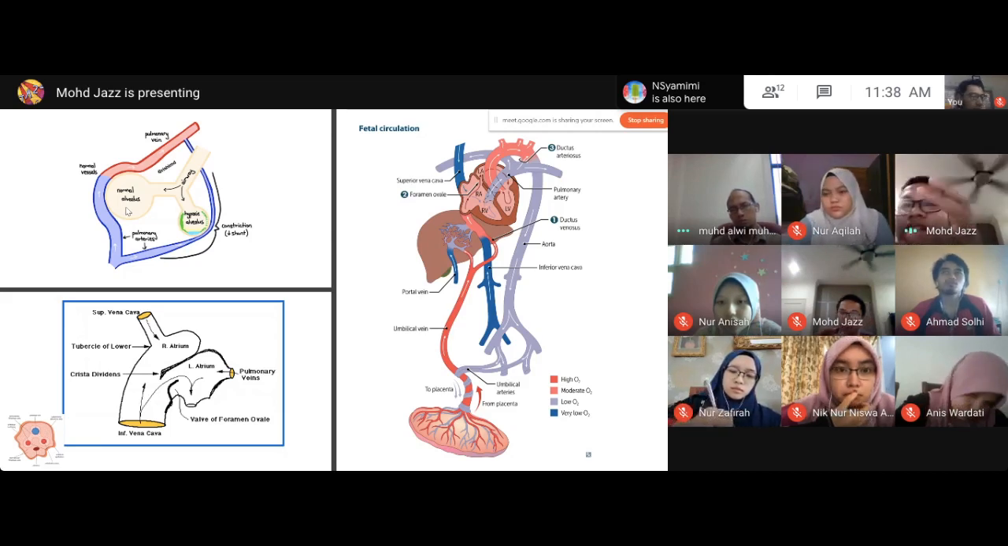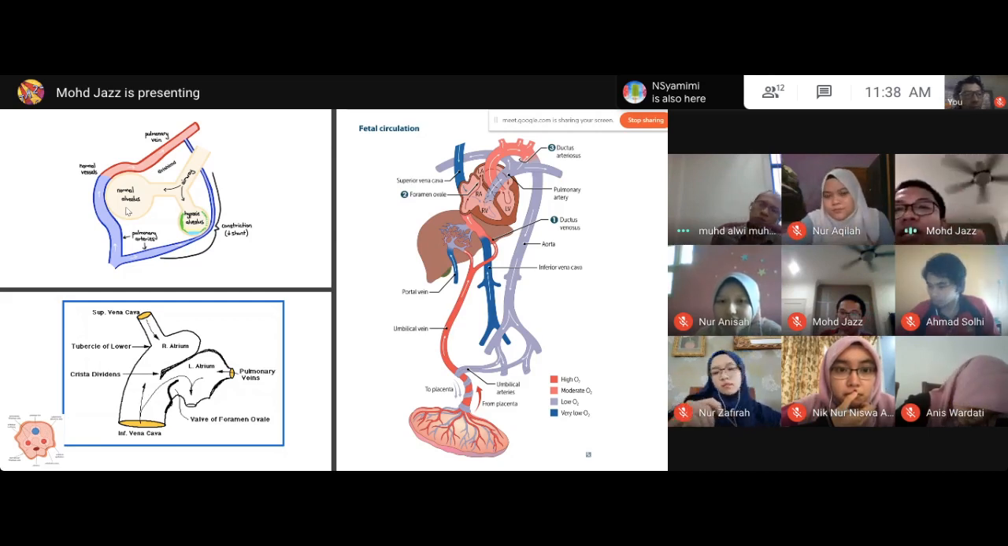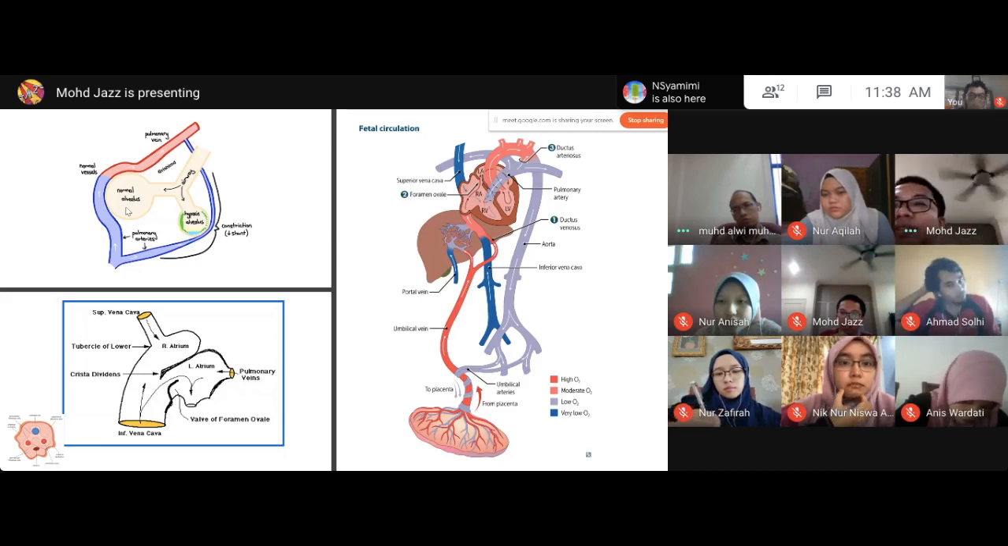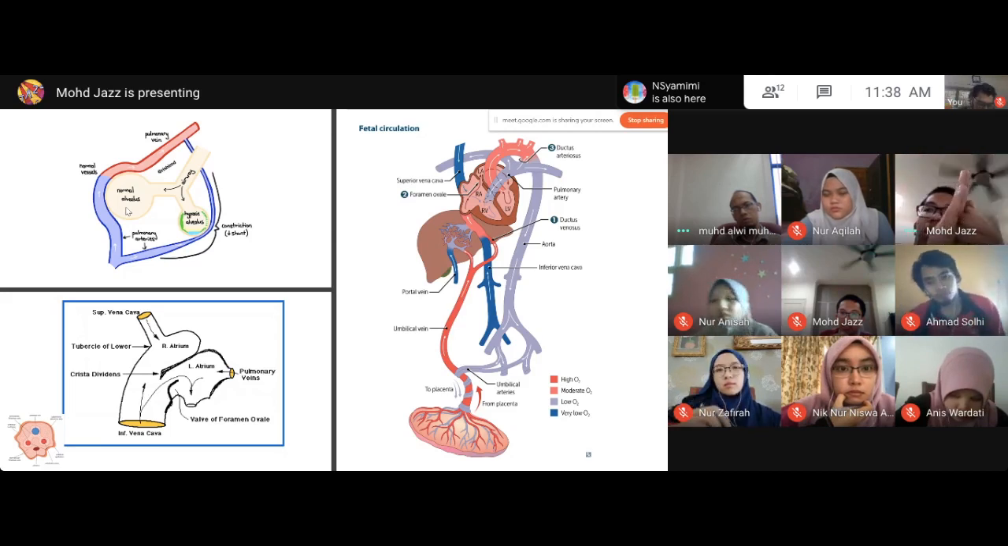When there is massive blood flow to the pulmonary vein, there is a significant increase in left atrium pressure. So when there's an increase in the left atrium pressure, it will push the foramen ovale towards the right atrium because of the difference in pressure, which is the left atrium higher than the right. So it pushes the ovale to close.